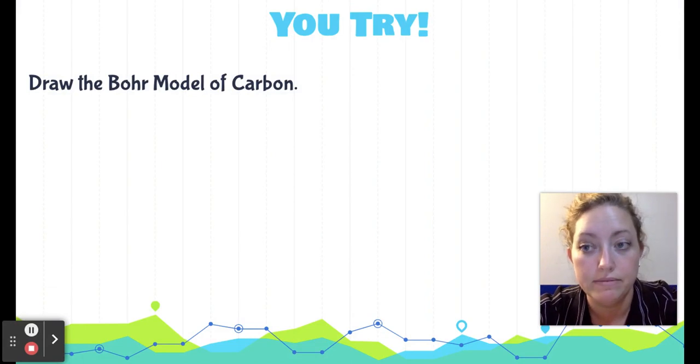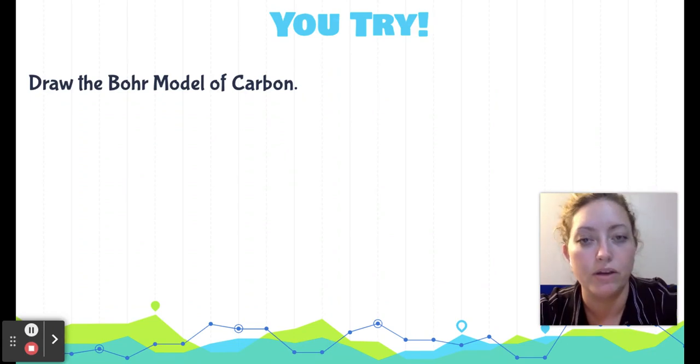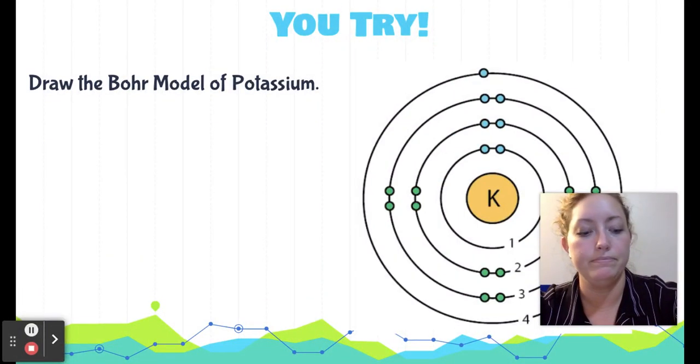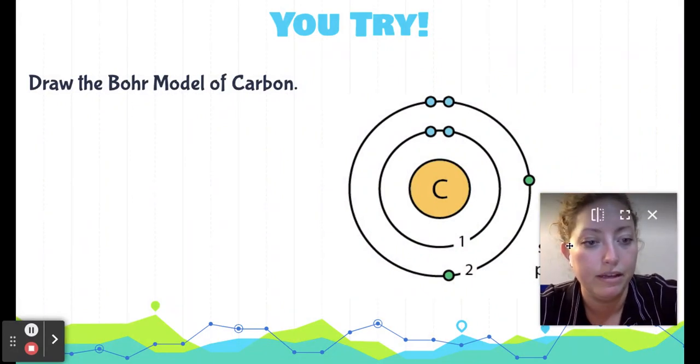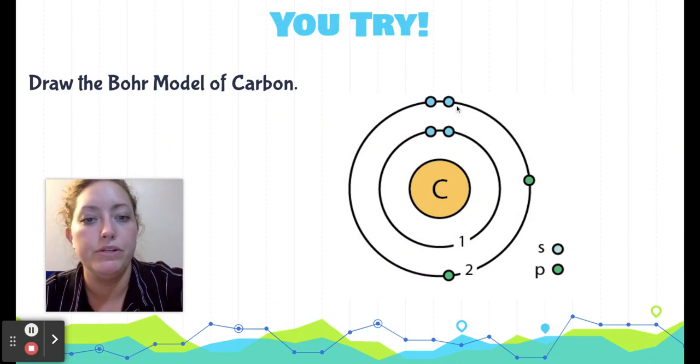So you try. If you want to pause this for a moment and try to draw the Bohr model for carbon and then compare it, go ahead. Okay, so I'm going to go through it here. If you have carbon, it would look something like this. You have 1, 2, 3, 4, 5, 6 electrons because we're assuming it's neutral. So 2 fit on the inside. You have 4 remaining, so you put those 4 around the outside.